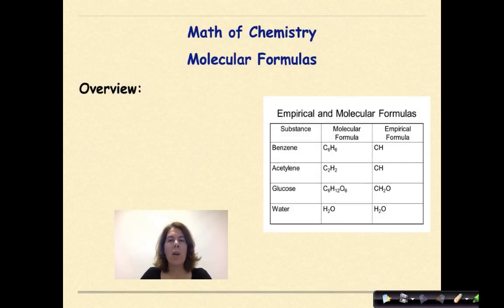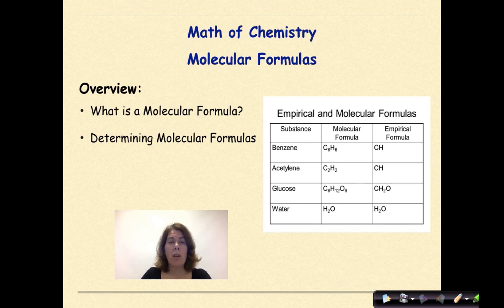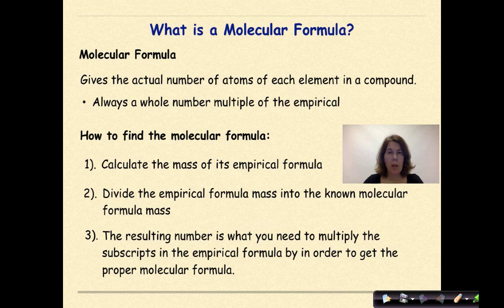Today we're going to be talking about molecular formulas. Specifically, we're going to look at what is a molecular formula, determining molecular formulas, and then finally some worked examples at the end. What is a molecular formula?